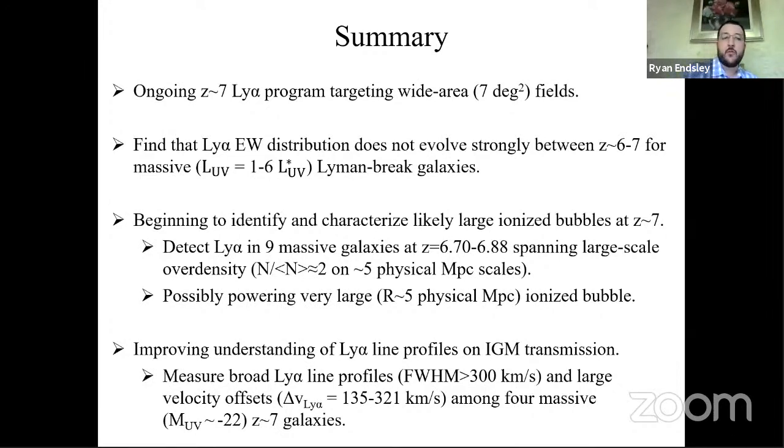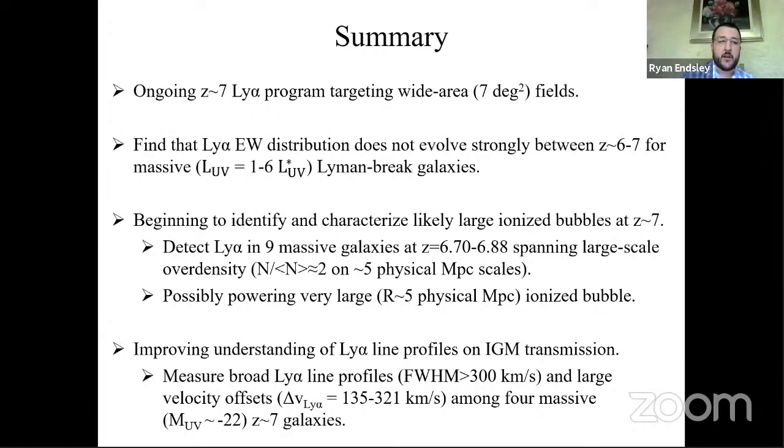And we've indeed found one instance where we detect Lyman-Alpha in 9 of 10 massive targeted galaxies at redshift 6.7 to 6.88. That spans a large scale overdensity, 2 times the number of massive galaxies than I expected on average across a 5 physical megaparsec scale region. And this could potentially be powering a very large ionized bubble within this volume.